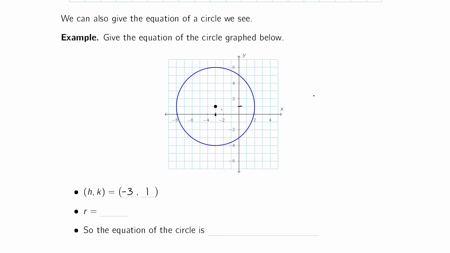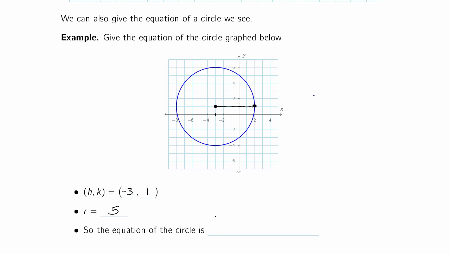Its radius, well, to find that, we just pick any old point on the circle. I'm going to pick this one because then I can count out the distance along a horizontal line. 1, 2, 3, 4, 5. Its radius is 5. Once we have the center and the radius, we can just write down the equation.